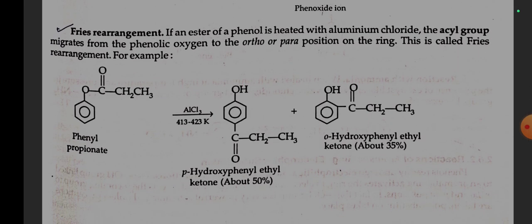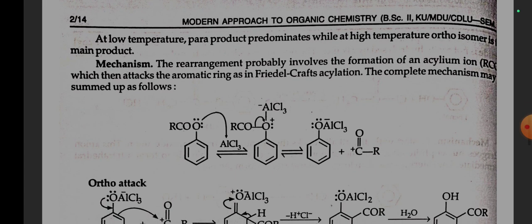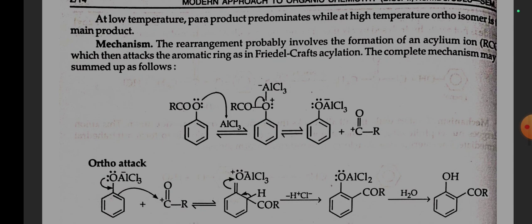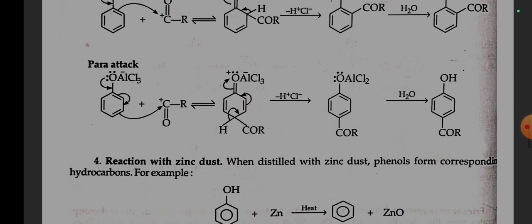Fries rearrangement: if an ester of a phenol is heated with aluminium chloride, the acyl group migrates from the phenolic oxygen to the ortho or para position on the ring. This is called Fries rearrangement. At low temperature, the para product predominates, while at high temperature, the ortho isomer is the main product. Mechanism: the rearrangement probably involves the formation of an acylium ion, which then attacks the aromatic ring, as in Friedel-Crafts acylations. The complete mechanism may be summed up as follows.